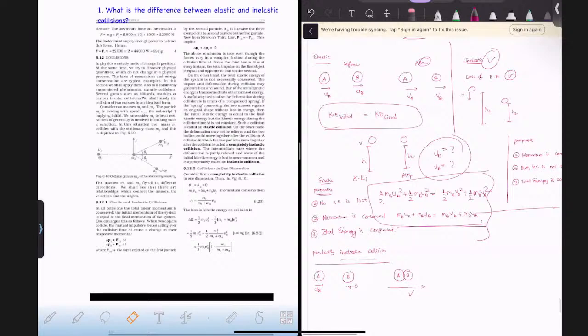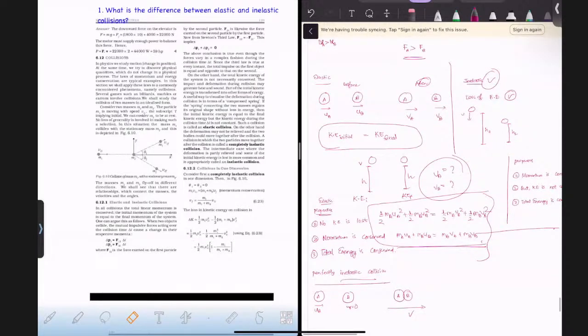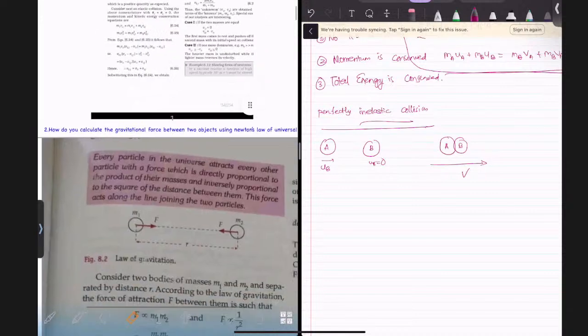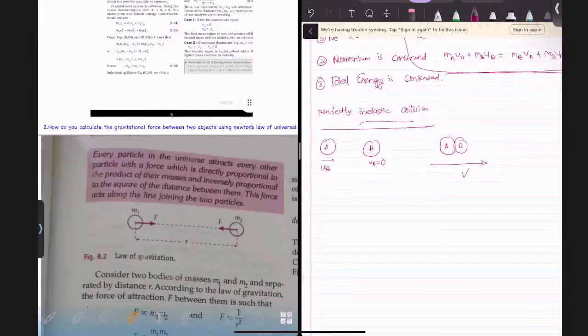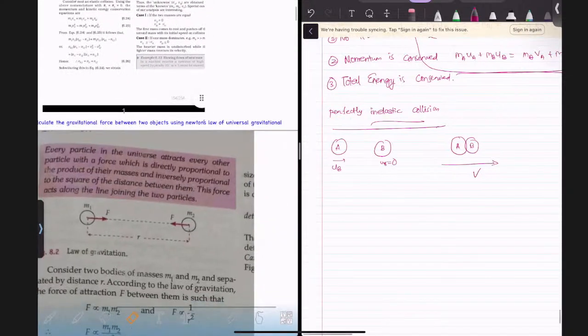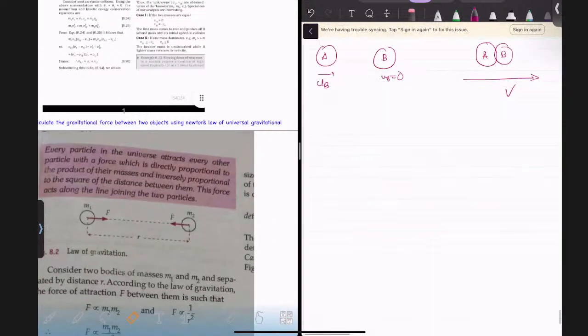So I hope I have made it clear. So moving to the next question. What is the next question? Next question is, how do you calculate the gravitational force between two objects using Newton's law of universal gravitation? Okay. So what do we have to calculate? Gravitational force between two objects. What is the gravitational force between two objects?